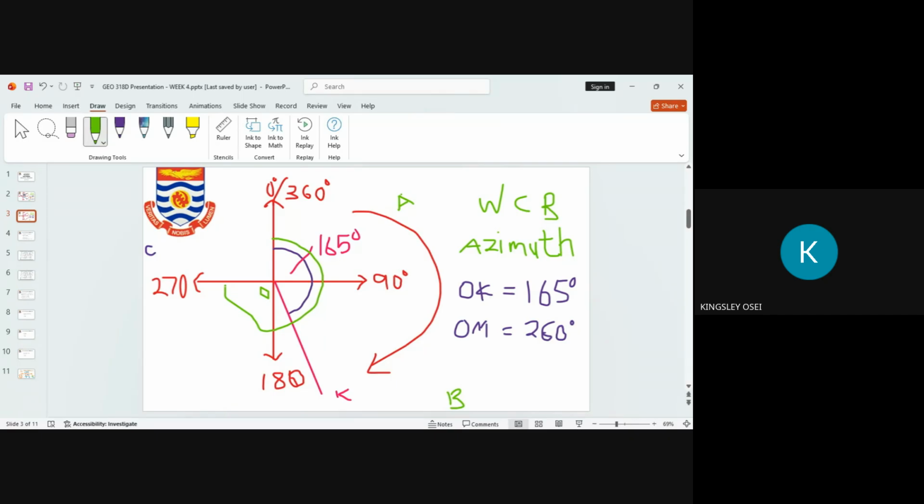Here, I don't take off to the end. Why? The end is 270. The value I want is 260. So if you are using the protractor, for instance, how much do you need to add to the 180 here to get 260?